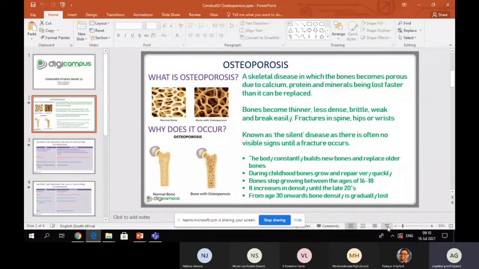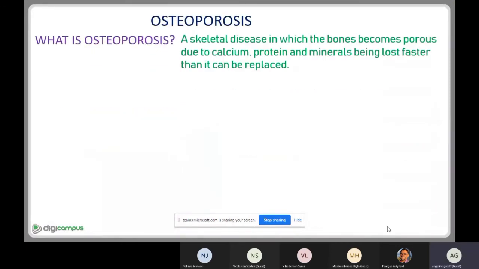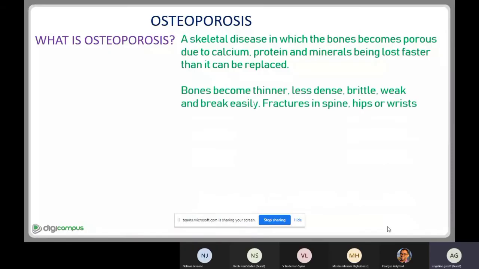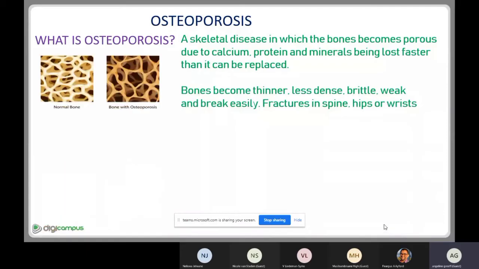You obviously need to know what osteoporosis is. What is osteoporosis? It's a skeletal disease in which the bones become porous due to calcium, protein, and minerals being lost faster than they can be replaced. We find that bones become thinner, less dense, brittle, weak, and break easily. Fractures normally occur in the spine, hips, or wrists.